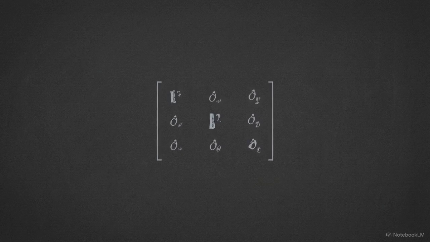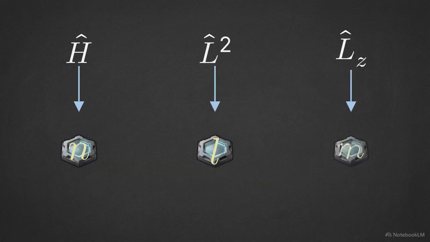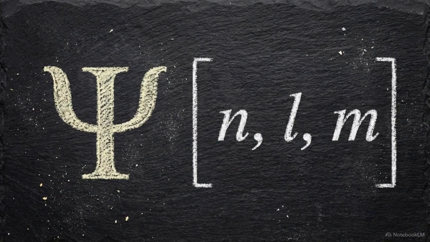Diagonalizing these operators generates a specific set of constants for the system. The Hamiltonian provides the principal quantum number n. Total angular momentum yields the orbital number L, and the z component provides the magnetic number m. The isotropic geometry of the atom has locked the system into a mathematical coordinate system. Every valid eigenstate is uniquely defined by a specific combination of n, L, and m.